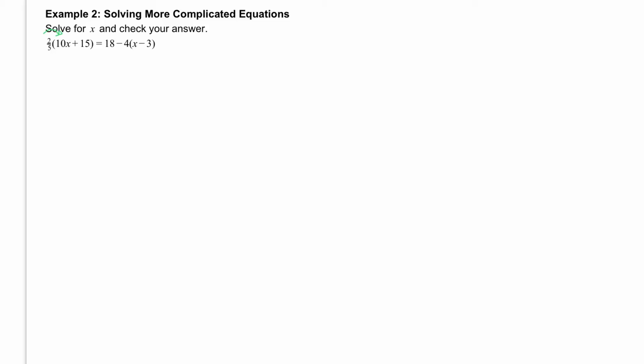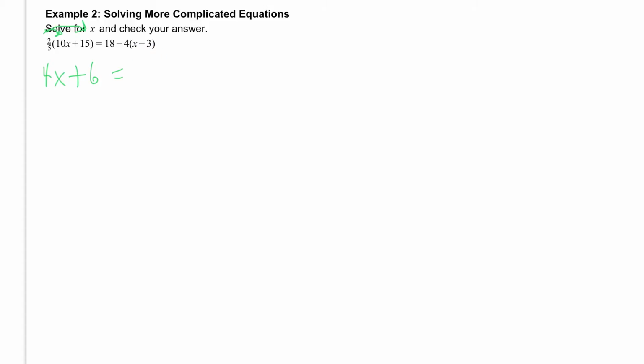So we're going to multiply 2/5 by 10x, and that's going to give us 4x. Then we're going to multiply 2/5 by 15, and that's going to give us a positive 6. Equal to, now on this right-hand side, again, we have 18 minus 4 times (x minus 3). This is just like standard 1.2 with the distributing and combining like terms. And just like before, whenever we have parentheses, we have to get rid of that first.